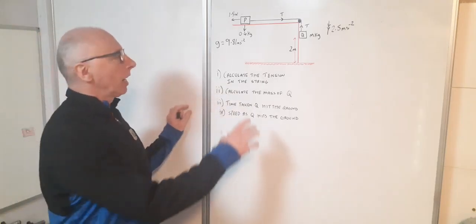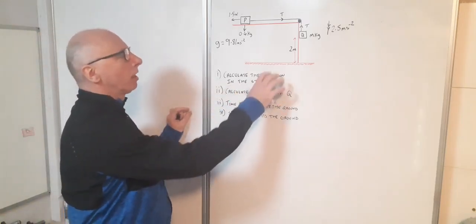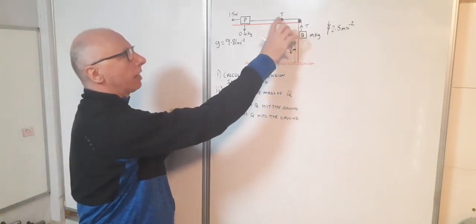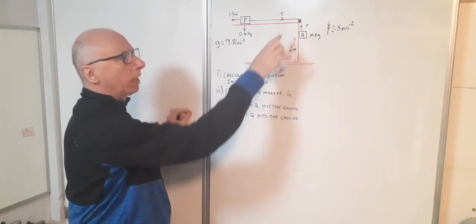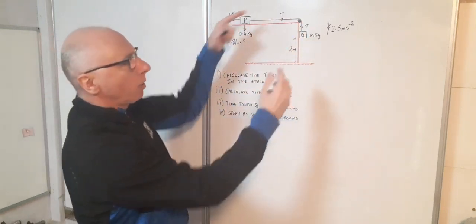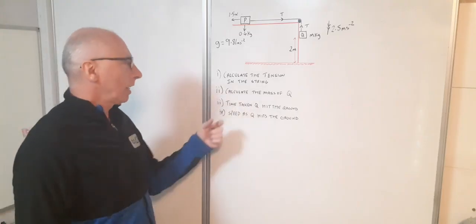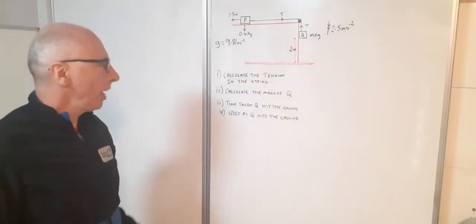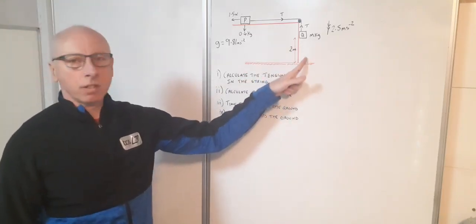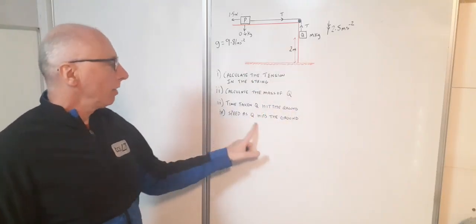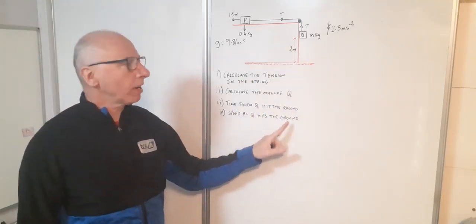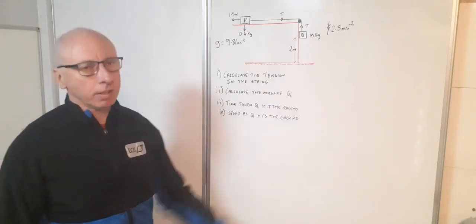Now we want to calculate the tension in the strings. So the string here and here. Now the tension at both sides of the pulley will be equal and they'll be both aiming towards the pulley. Calculate the mass of Q, which we got there, the time taken for this to fall to the ground, and the speed as Q hits the ground, so how fast it'll be going as it hits the ground.